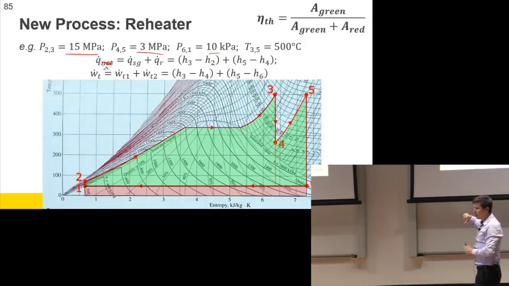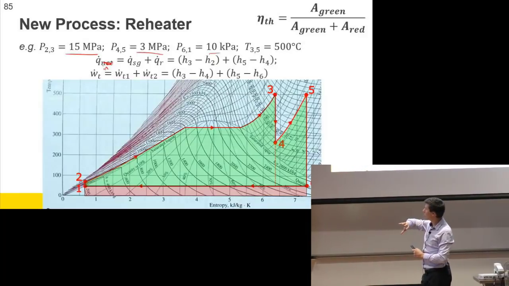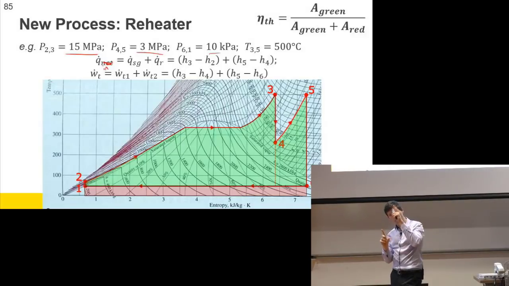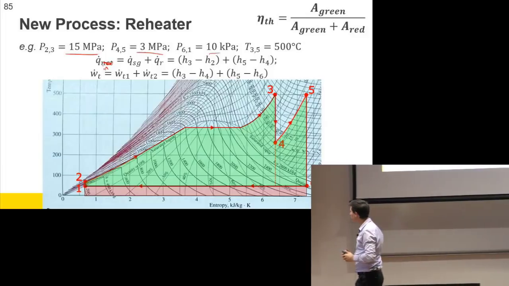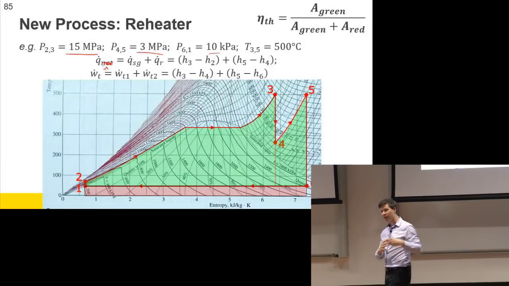And our overall work for the turbine, we've only got one mass flow, which is nice. So you take all of the mass through the high pressure turbine, reheat it all, take all of the mass through the low pressure turbine. And so we only get one work term. I'm implying that we're going to have split flow soon.